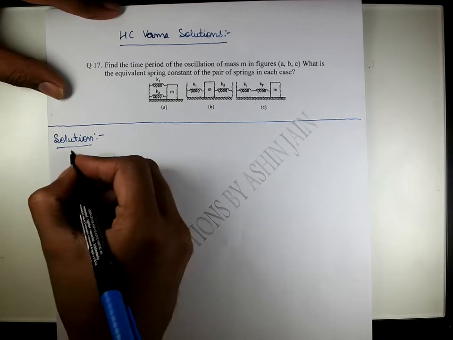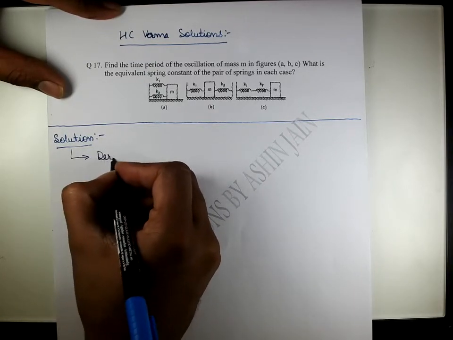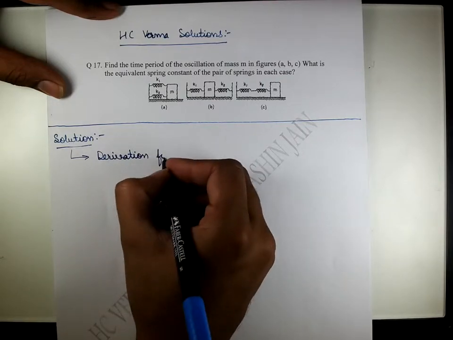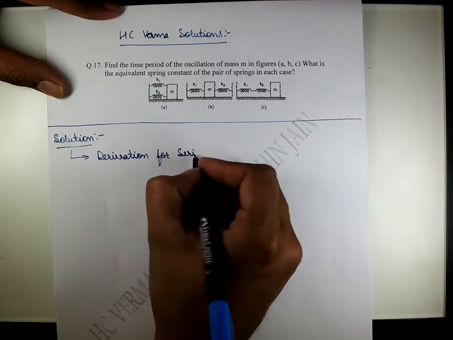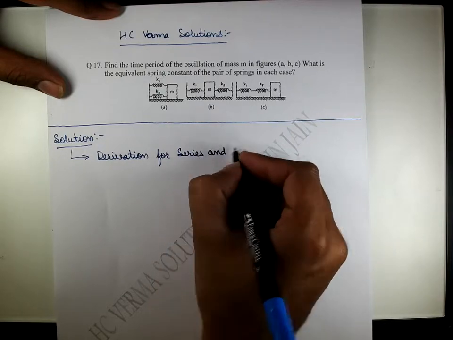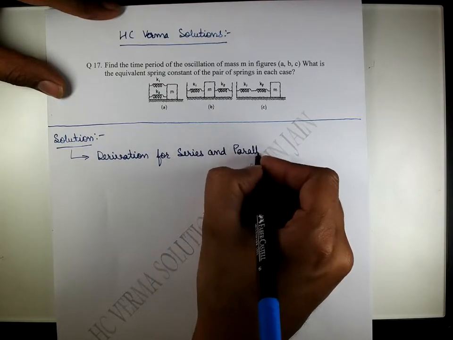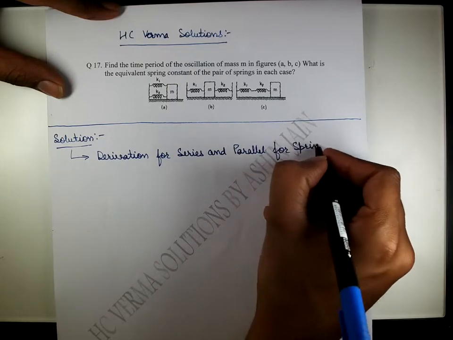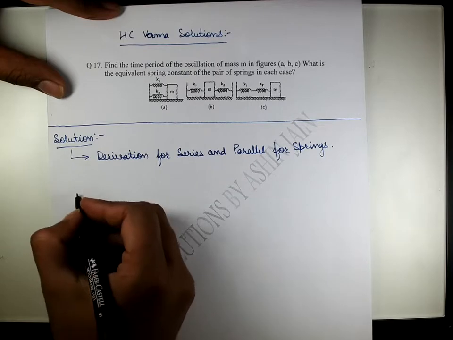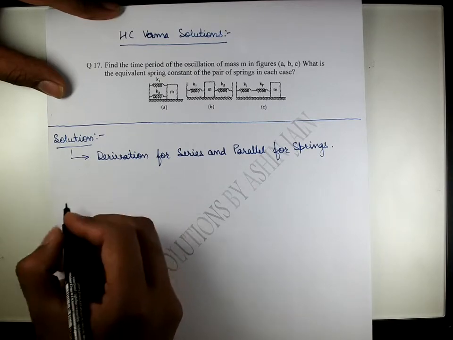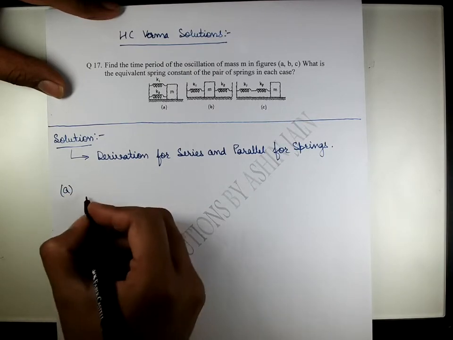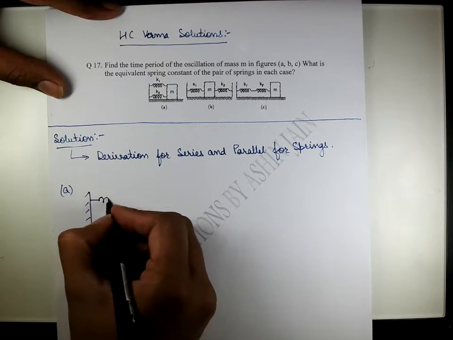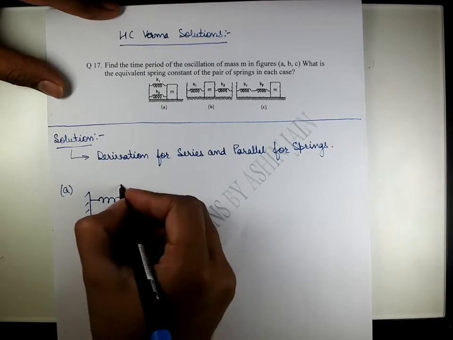Basically, these cases are a derivation for series and parallel for springs. Now if you consider this particular case, what do we have? Let's call it part A. Part A is actually a case of parallel combination where a couple of springs are kept in parallel.